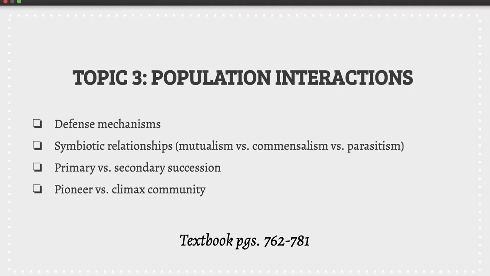It's really short as well. This section is on defense mechanisms, the different types of relationships. Then we're going to look at primary and secondary succession of forests, and the final part is about forests as well, which is pioneer and climax communities.